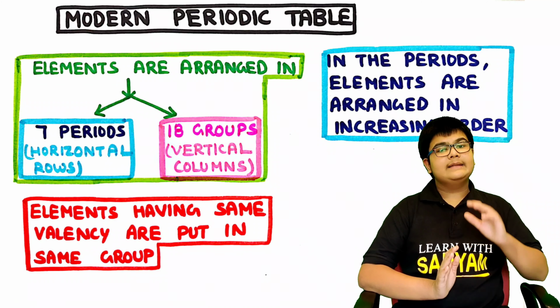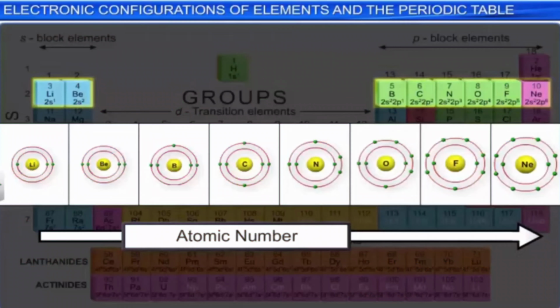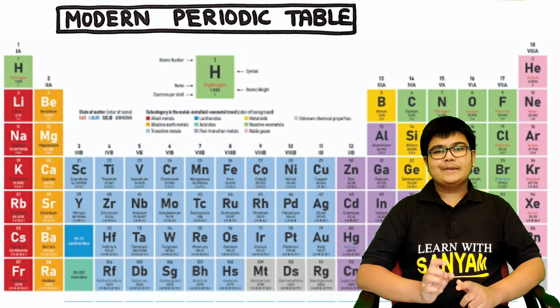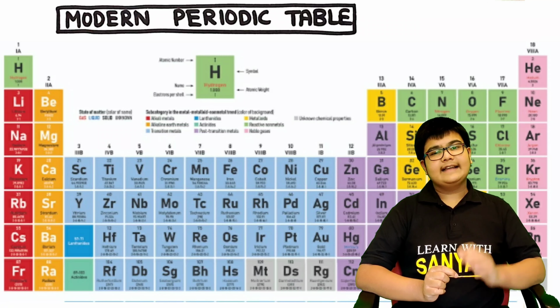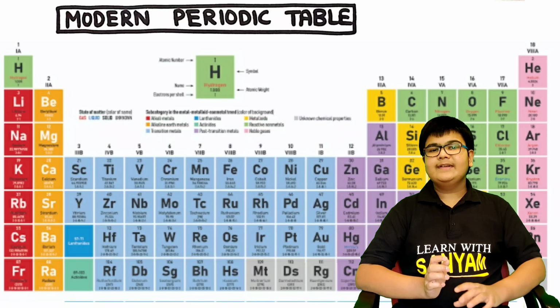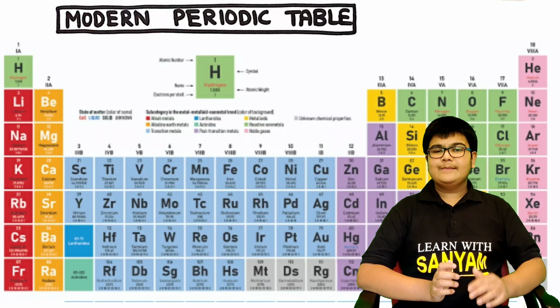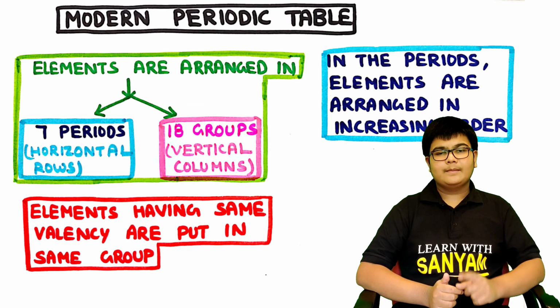Now on the other hand, in the periods, the elements are arranged in increasing order. So as we move from left to right in the periodic table, the atomic number of the elements keeps on increasing by 1. So for example, the first element in period 1 is hydrogen and it has an atomic number of 1, and the second element is helium and it has an atomic number of 2. So you can see that the difference between hydrogen and helium is 1. So similarly, as we keep on moving from one place left to one place right, the atomic number keeps on adding 1.